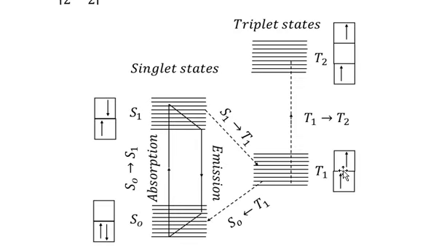And you know that the multiplicity is given by 2S plus 1. Since S is equal to 1 in this case, 2S plus 1 will give you multiplicity equal to 3. That is why it is called a triplet state. So T1 is a triplet state.